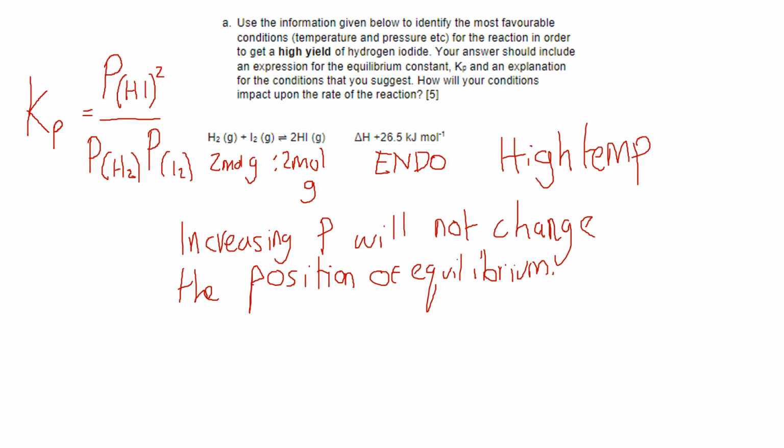Okay, so the ideal conditions for this reaction would be a high temperature, probably a moderately high pressure just because of the speed of the reaction, but it's not going to impact upon the position of equilibrium. And we'd normally use a catalyst not to change the position of equilibrium, but to make the reaction go faster.